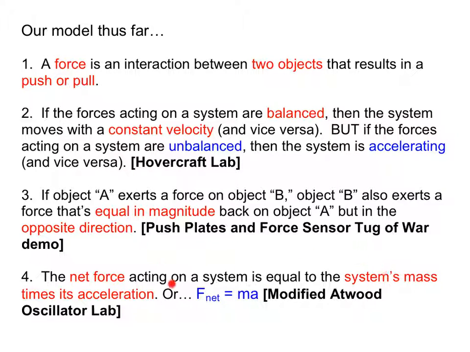So this fourth statement was from Unit 5, and it's been the equation that we've been mostly focused on. And it turns out that this equation here really also works for the balanced system too. You'll notice that if the forces were balanced, acceleration is 0, which means there is no net force. So the forces are balanced. So if we have a 0 on the right side, we also have a 0 on the left side. So that still works. Now, if acceleration is not 0, we learned that the net force is equal to the system's mass times its acceleration. And we learned this with the modified Atwood oscillator lab.